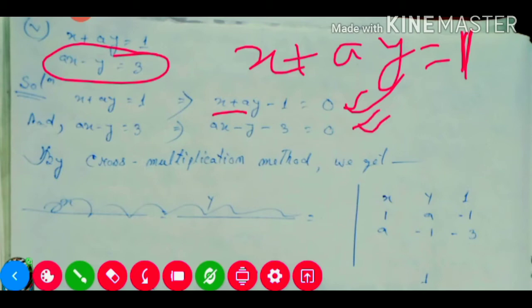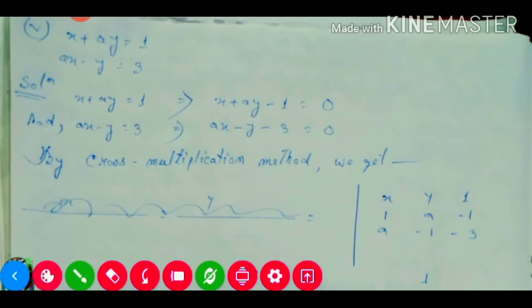Now like before, we need to find the x value. So for x, the coefficient is nothing, meaning 1. Then next, the y coefficient is a, so a, and the constant is minus 1. Similarly in the second equation, the x coefficient is a, the y coefficient is nothing, that means minus 1, because here it is minus, and the constant is minus 3.